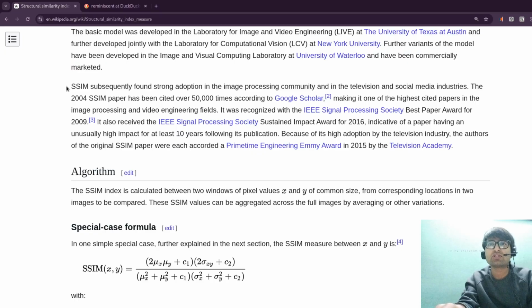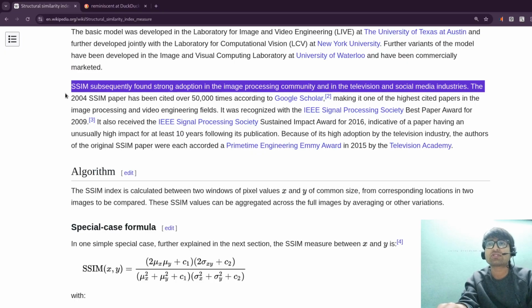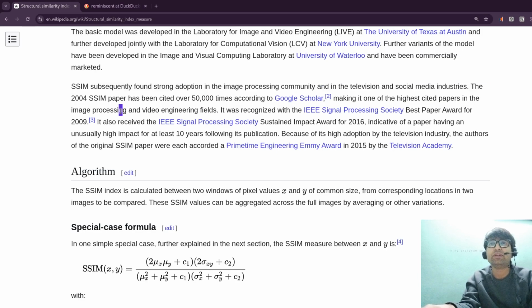SSIM subsequently found strong adoption in the image processing community and in the television and social media industry. The 2004 SSIM paper has been cited 5,000 times according to Google Scholar, making it one of the highest cited papers in the image processing and video engineering fields.